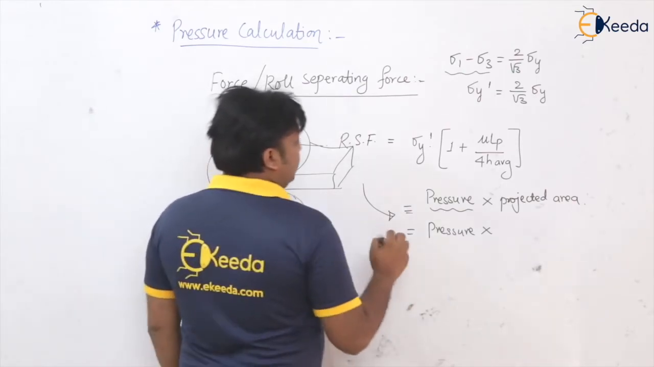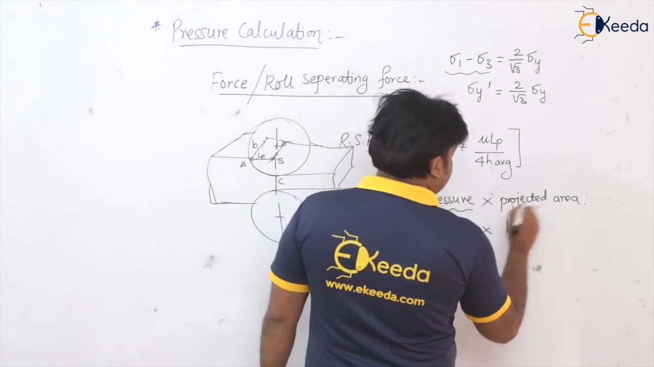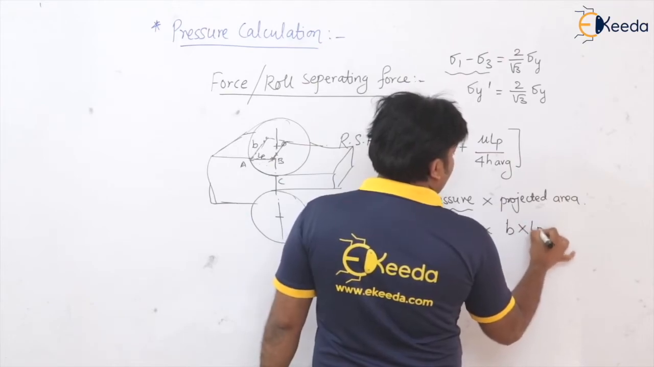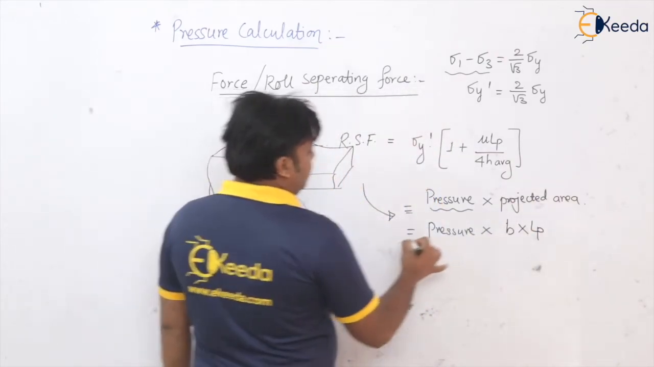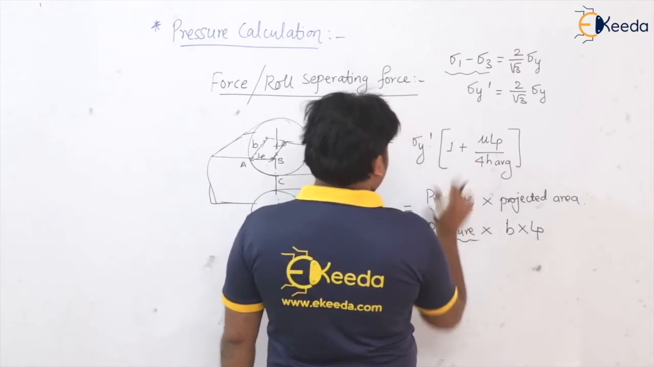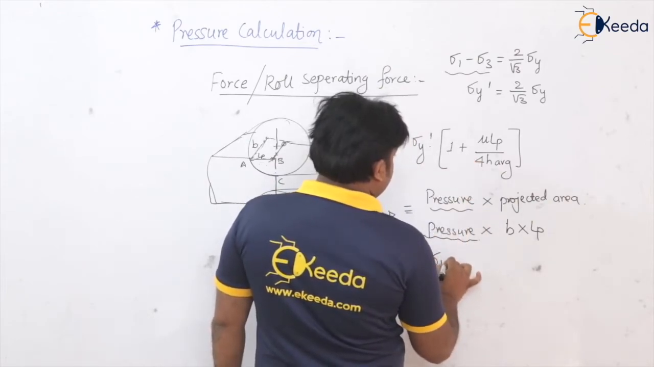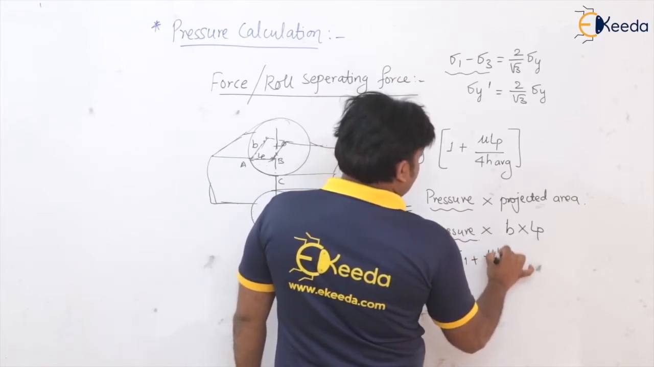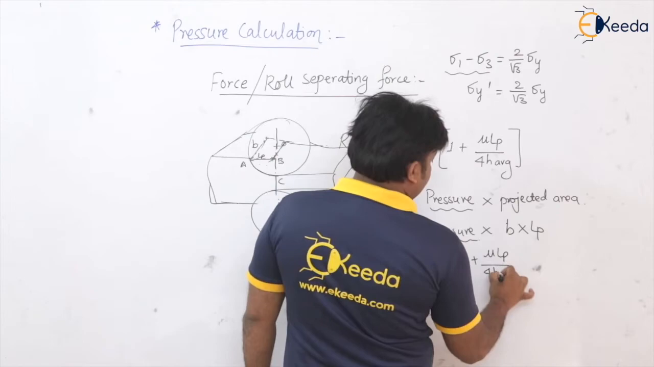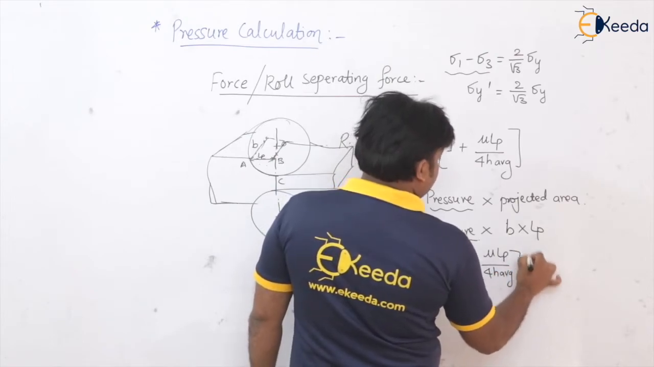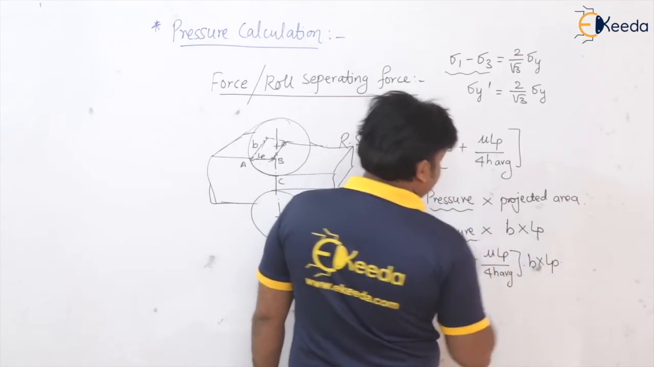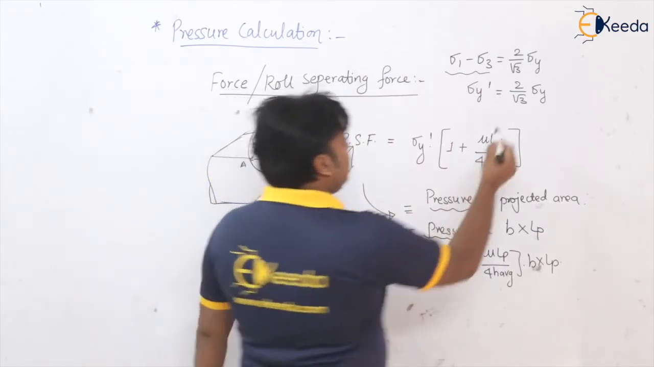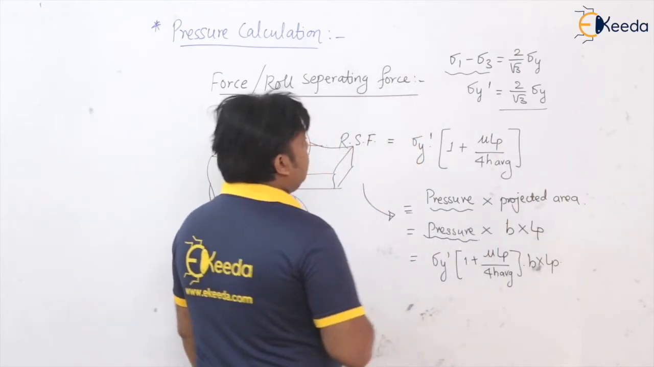Okay, so pressure into this projected area, what? This width of the plate into this length of arc of contact. So here the pressure in simple fashion we can have as sigma y dash into bracket 1 plus mu L_p by 4 h average, into b into L_p. Now what is sigma y dash by plane strain condition? It is 2 by root 3 sigma y, isn't it?